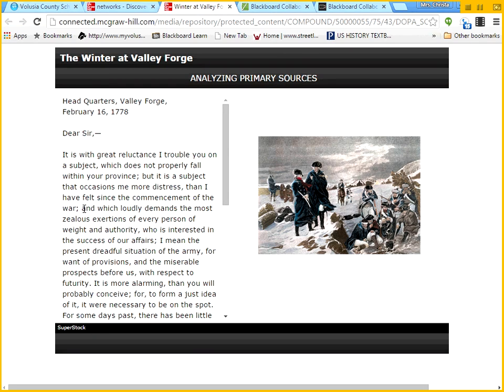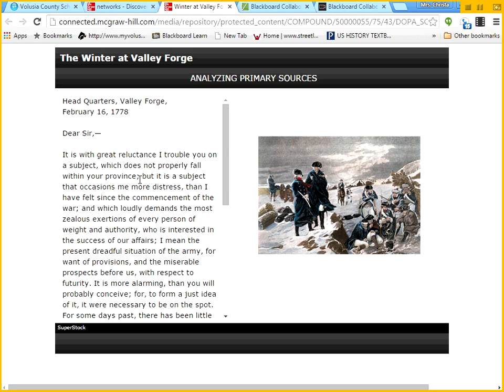So George Washington is the leader of the revolution right now. He is the general, and he's in charge of the entire army. And he's writing a governor who has some power. I know this because I read the rest of the letter. But it's a great reluctance. So great reluctance means he doesn't really want to be writing this letter. He's unsure about whether he should be writing this letter. He's reluctant. It's with great reluctance I trouble you on a subject which does not properly fall within your province.